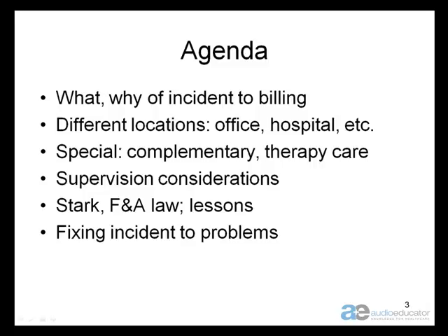We'll spend time talking about some of the critical requirements, particularly supervision, which is one of the first things that will be looked at in an enforcement situation, and then spend a few minutes talking about situations where there is a problem, trying to avoid the CMP, the civil money penalties, and the Stark fraud and abuse violations, and otherwise fixing what could be a problem in Incident 2 billing.